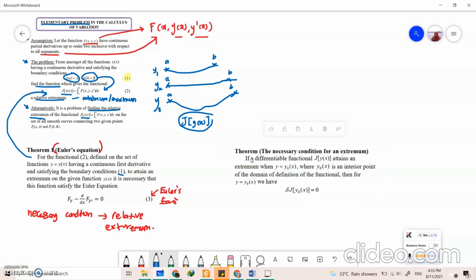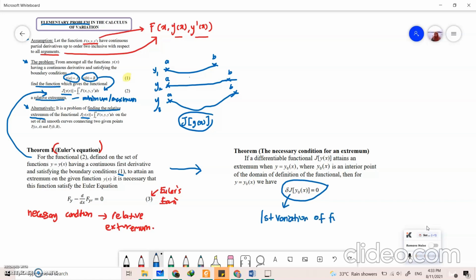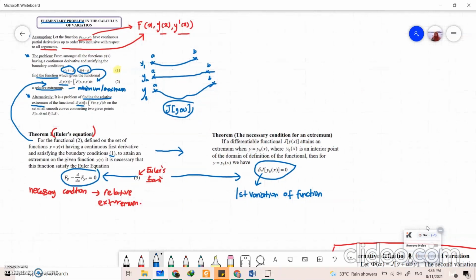Before that, let's revise again what we have learned in our previous topic. In our previous topic, there is a necessary condition for an extremum, where in order for it to be an extremum, we have to make sure that delta J goes to 0. What is delta J here? This is the first variation of the functional. So delta J equals 0 is the necessary condition for an extremum, and this Euler equation is the necessary condition for this relative extremum. Now let's prove this.